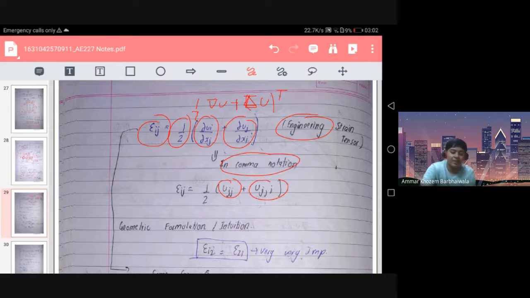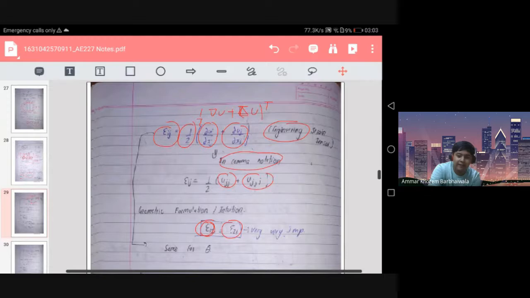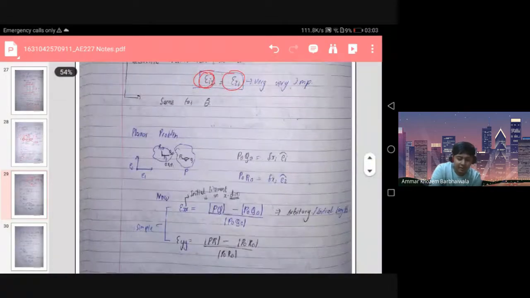Since it's the symmetric part, epsilon 12 is equal to epsilon 21. And if I were to tell you geometrically what exactly engineering strain is and why exactly it is a tensor, let us consider a planar problem.